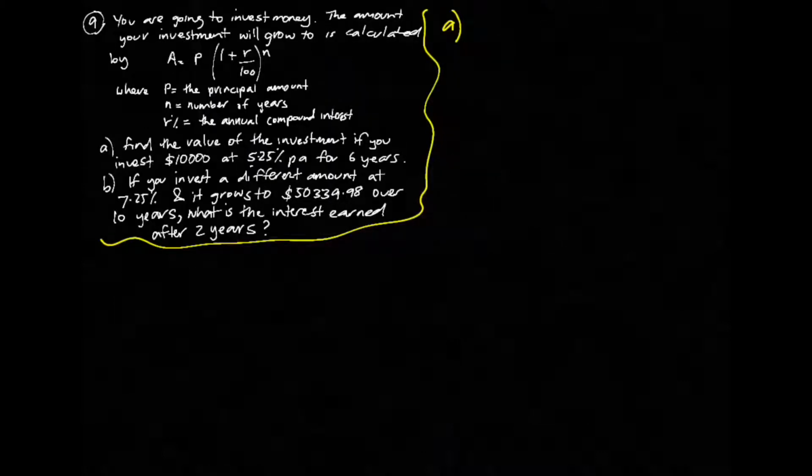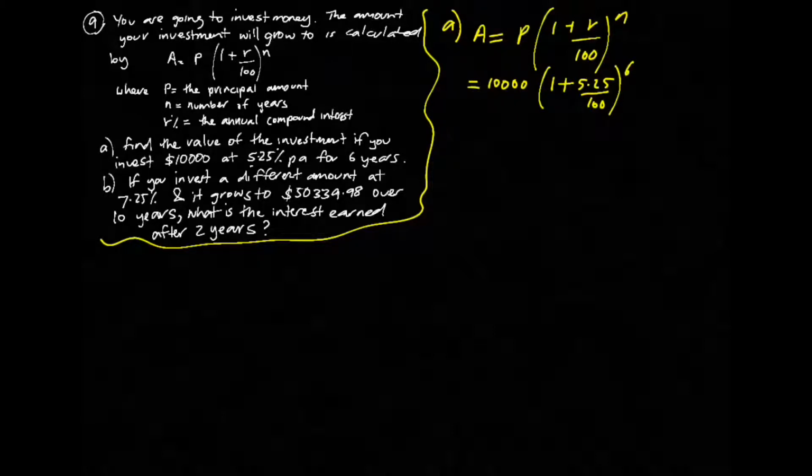Okay, part A, they want to know the value of your investment if you've invested $10,000 at 5.25% per annum after 6 years. So A equals P times 1 plus R on 100 to the power of N. Now we just substitute all our values, so P equals 10,000 times 1 plus R is 5.25 on 100 to the power of 6, because it's 6 years.